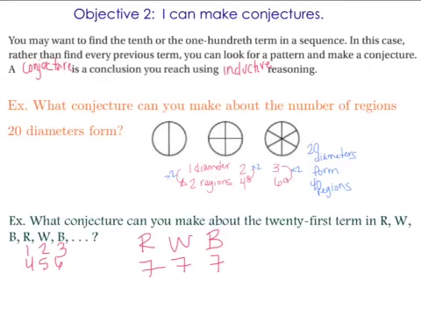So if we want to know the 21st term, well, that's going to be our 3rd term here, which is B. So B is a conjecture I can make about our 21st term.